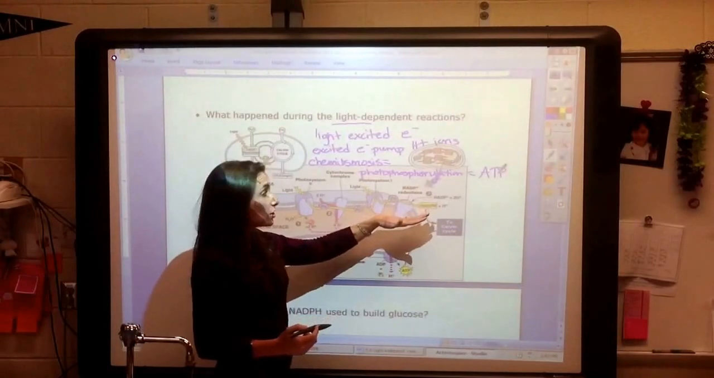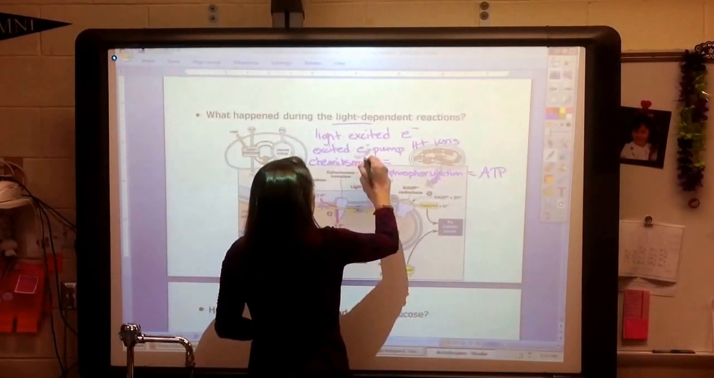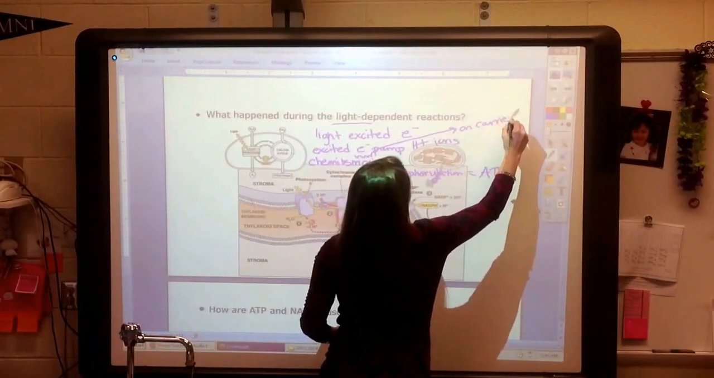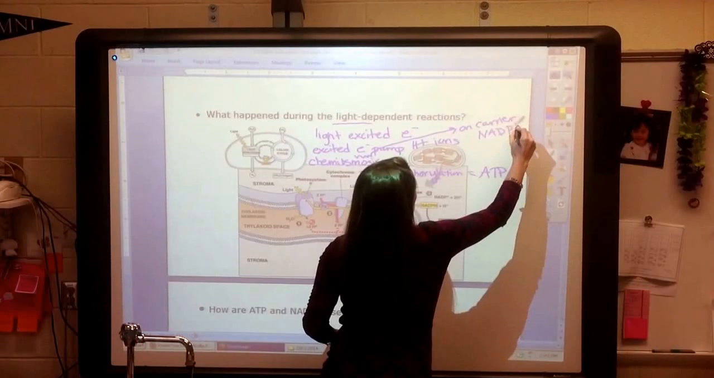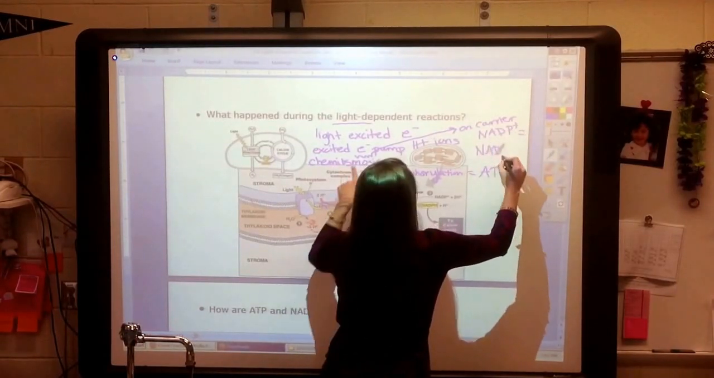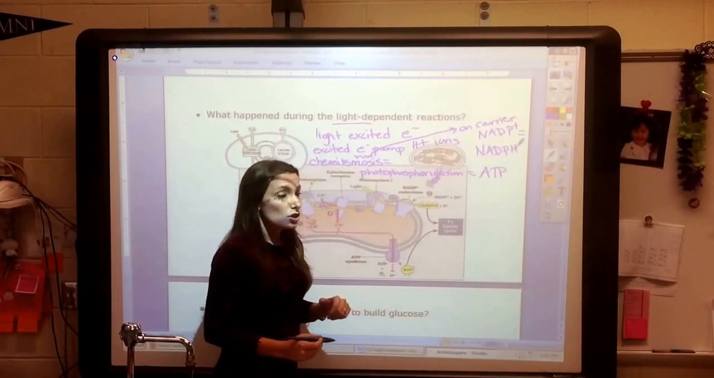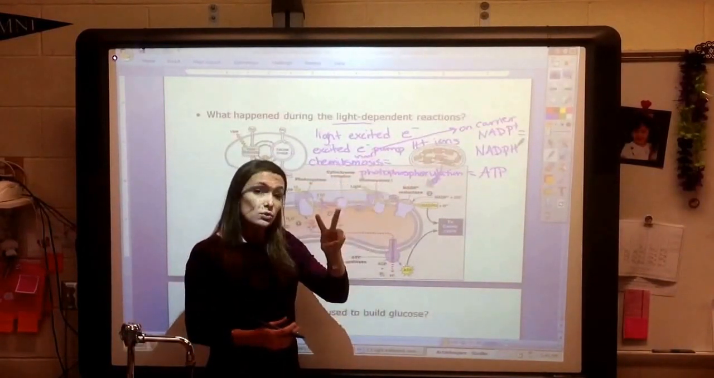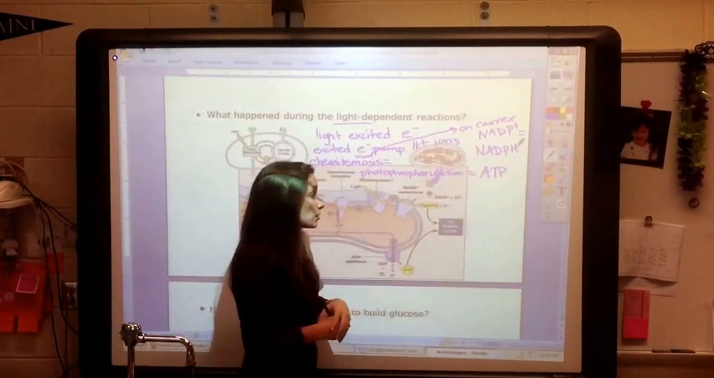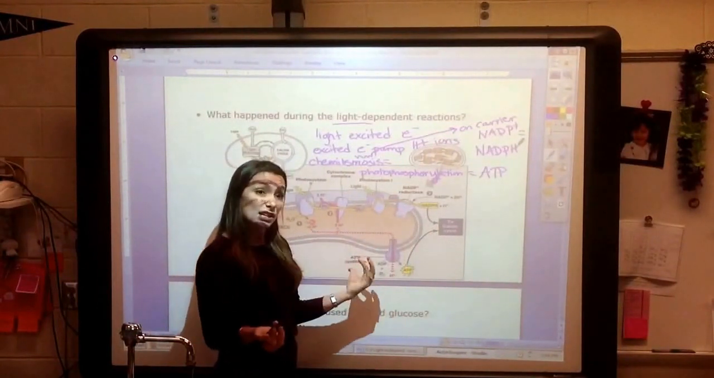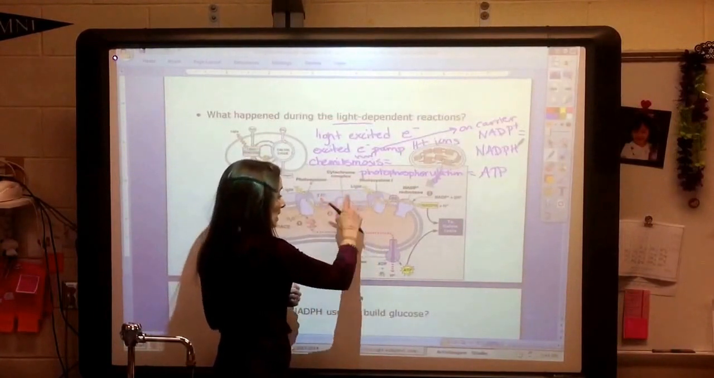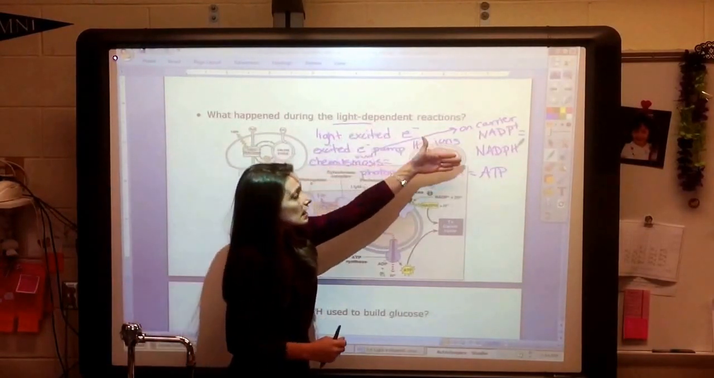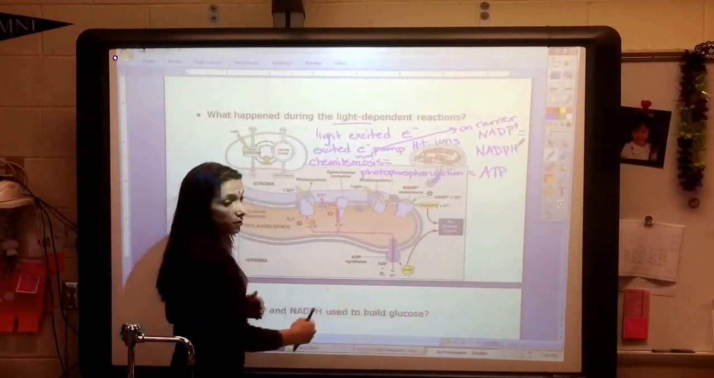But we have another energy storage molecule because this electron actually ends up on a carrier, NADP+, which gets reduced once it accepts that electron to be NADPH. So the light-dependent reactions is where we take the energy from light and store it into two temporary sources, NADPH and ATP. And of course we call this the Z scheme, and we can use cyclic photophosphorylation to make more ATP. Because what we're going to see is that we need more ATP than we do NADPH. This ATP and NADPH are going to be used to build glucose.